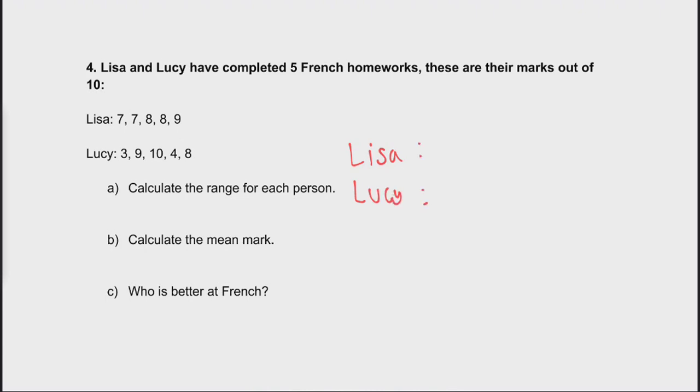So the largest mark that Lisa ever scored was 9, and the smallest mark was 7, so her range is 2. And then for Lucy, the largest mark she got was 10, the smallest mark she got was a 3, so her range is 7 marks.